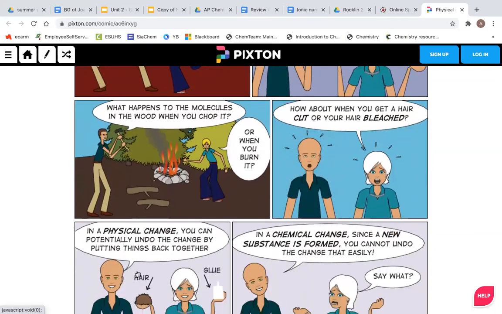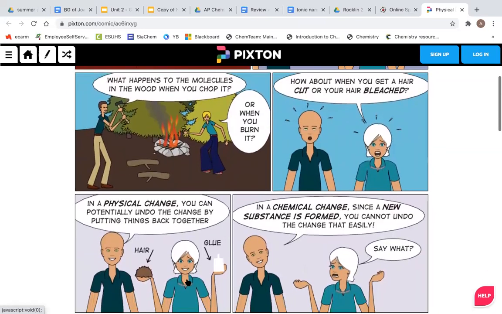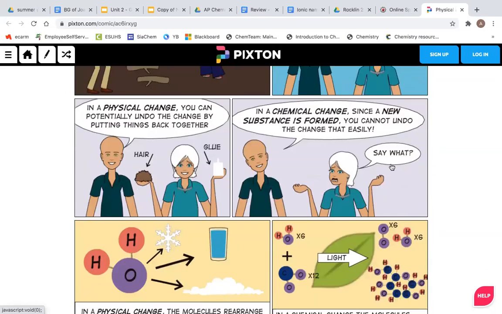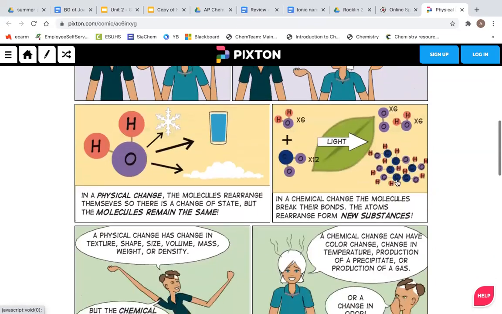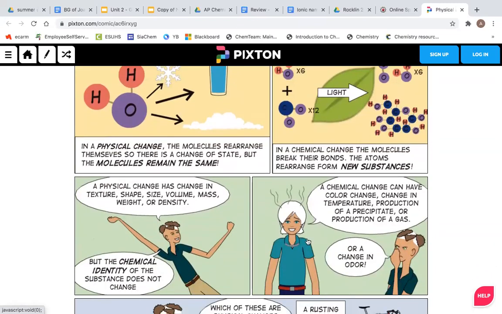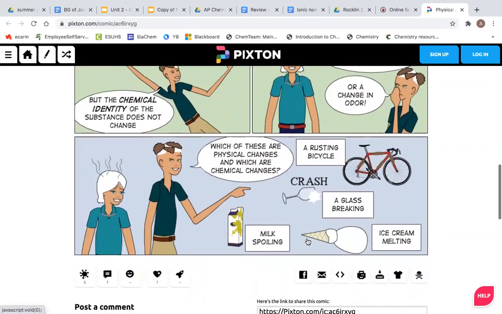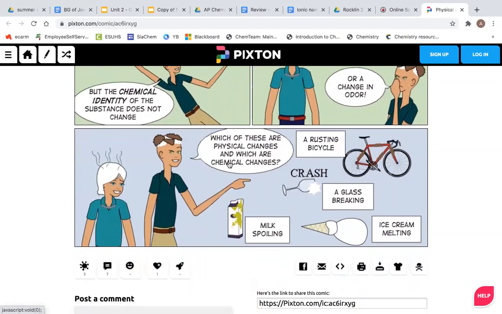Cutting hair, physical change. Bleaching, chemical change, right? Again, it's just a funny little comment on what it is. So which of these are physical change or chemical change? Spoiling milk, that is a chemical change, and also rusting of the bicycle.